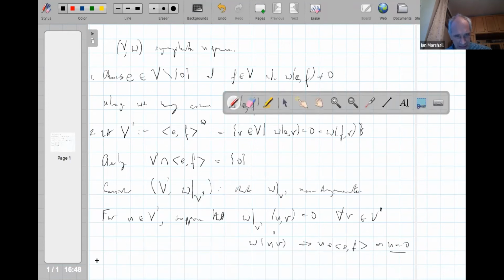So repeating this procedure n times, we get E1, ..., En, and F1, ..., Fn, a symplectic basis. Okay.